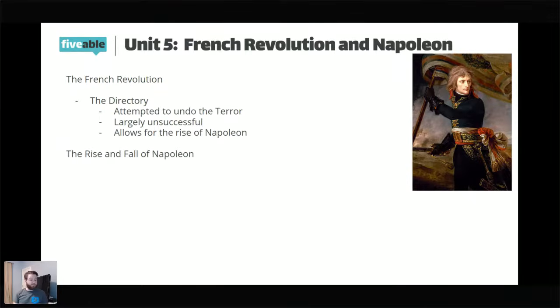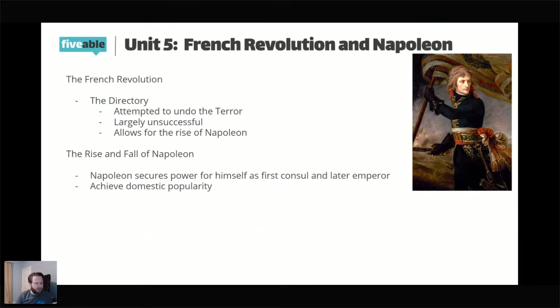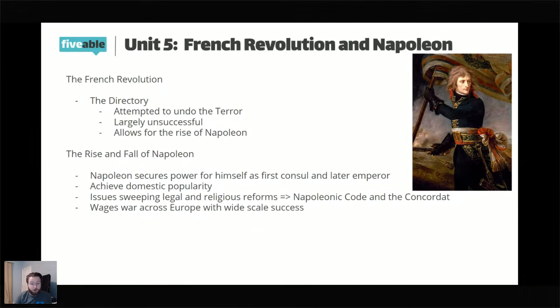And thus we get the rise and fall of Napoleon. Securing power for himself, achieving domestic popularity, mostly by way of legal and religious reforms, but also just giving stability to France, which French people really wanted. He wages war across Europe with wide-scale success. Spreads revolutionary ideas and raises nationalism as a popular idea.